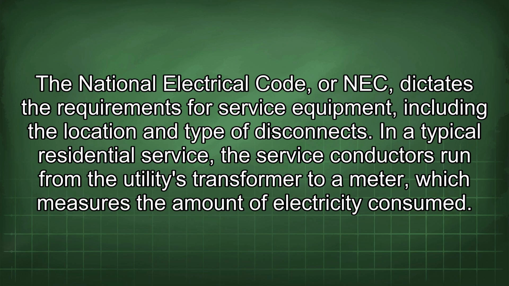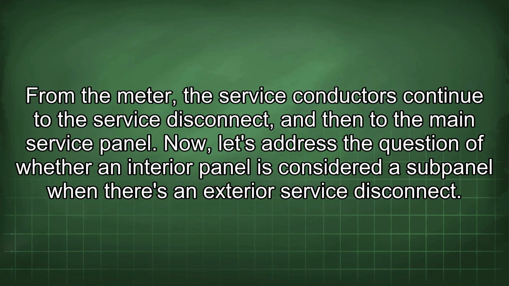The National Electrical Code, or NEC, dictates the requirements for service equipment, including the location and type of disconnects. In a typical residential service, the service conductors run from the utility's transformer to a meter, which measures the amount of electricity consumed. From the meter, the service conductors continue to the service disconnect and then to the main service panel.